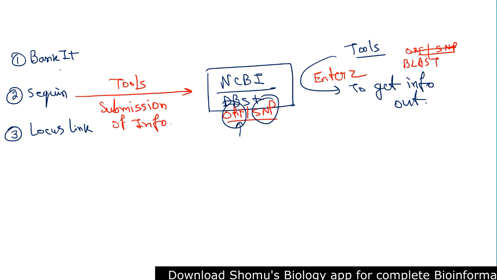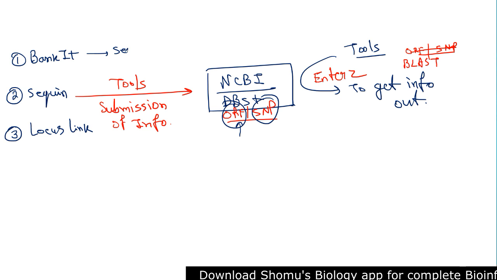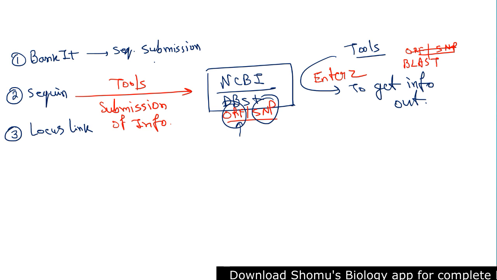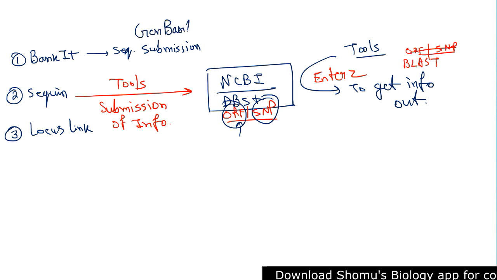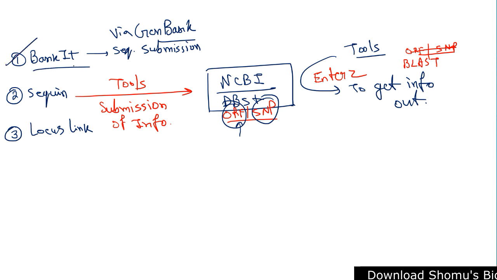So BankIt, this is a sequence submission tool. Okay, so whenever you get a sequence, be it a DNA sequence or RNA sequence, you can submit that sequence via GenBank. It works via GenBank. Okay, so either you can submit a completely new sequence as a new entry, or you can update an existing entry in the GenBank records. So that is the BankIt tool. That's why the term is BankIt, because it works via GenBank.